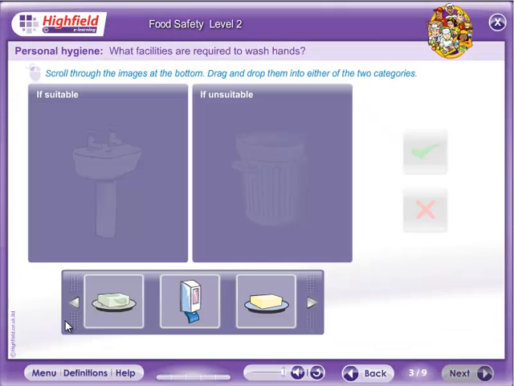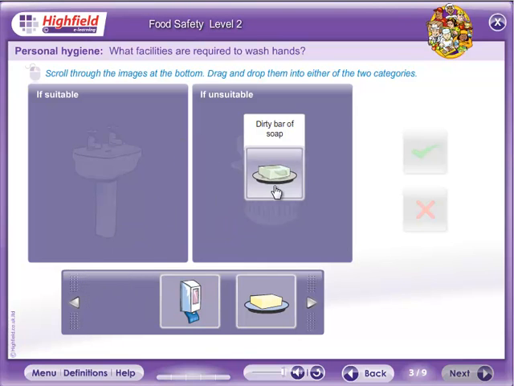One crucial measure to protect food from contamination is to keep your hands clean. Adequate facilities need to be provided for washing hands. Can you identify what facilities are required to wash hands? Drag the graphics at the bottom of the screen and drop them near the wash basin, if they are suitable, or in the bin, if they are unsuitable.